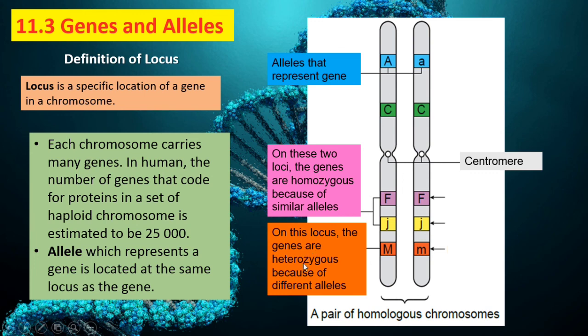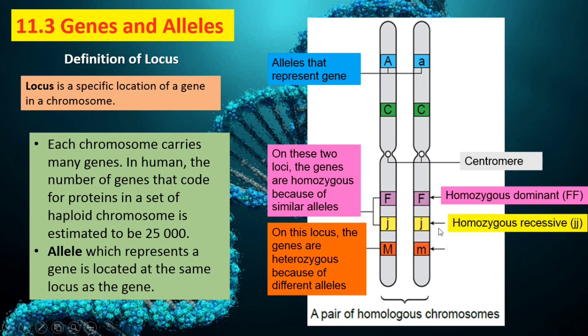Yang ni different allele sebab dia dominant dengan recessive. Jadi capital F kita panggil homozygous dominant. Okay, small j is called homozygous recessive, and capital N, small n is heterozygous. So this is the type of genotype. That's all for 11.3. That's all. Thank you.